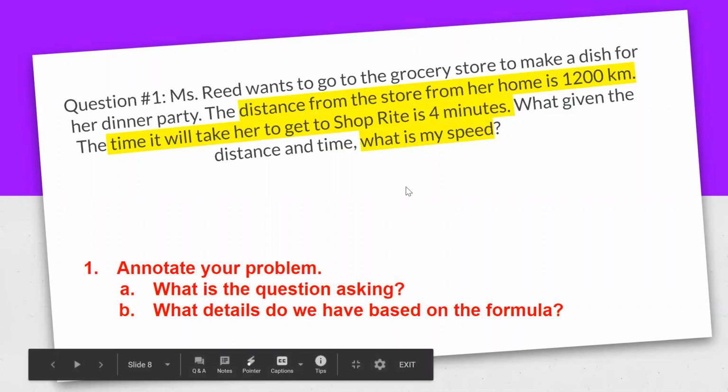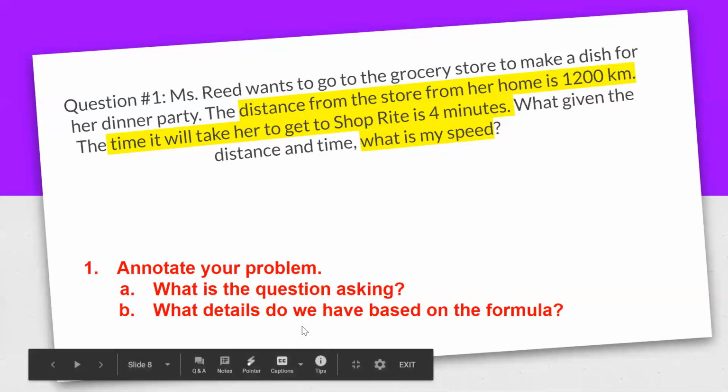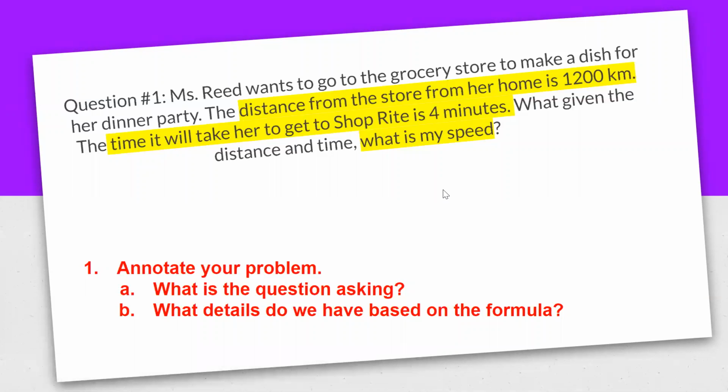What is the question asking? So annotate, they're asking, what is the speed? What is going to be the speed you're traveling, right? What details do we have based on the formula? So we know that speed is equal to distance over time, or speed is equal to distance divided by time. I mean, it is distance over time, but I want you to use divided by time because sometimes we forget. So the distance here is 1,200 kilometers. The time is 4 minutes, which is why I have this conveniently highlighted, because we need to figure out what the speed is, we need to figure out what the distance is, and what the time is.